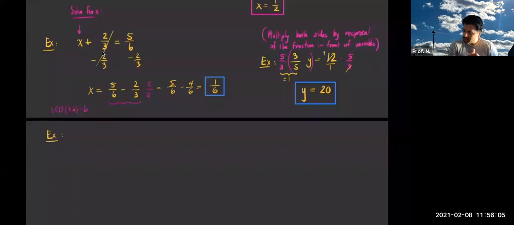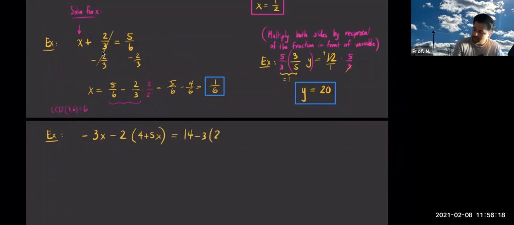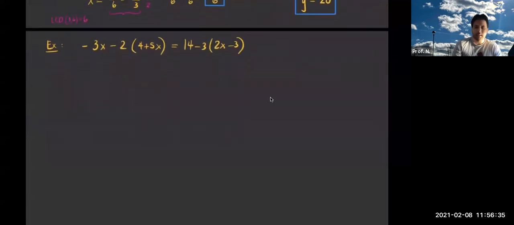Now, what if I have something a little bit more involved, such as this one here? Negative 3x minus 2 times 4 plus 5x equals 14 minus 3 parentheses 2x minus 3. What if I have something like this? I still want to solve for x, right? I still want to isolate x. But in order to do so, I need to get rid of all these parentheses that I have all around.